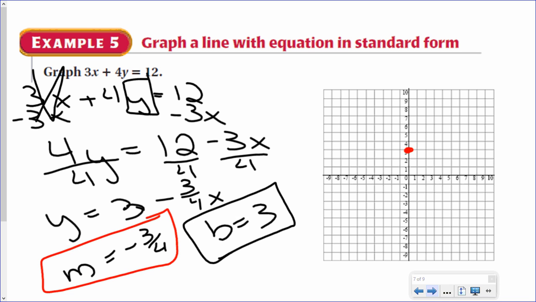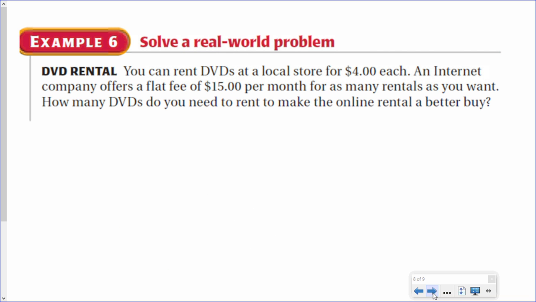Counting down 1, 2, 3, over 1, 2, 3, 4, there would be my dot. Count down another 1, 2, 3, over 1, 2, 3, 4. There's another dot. As long as you make 3 dots, it's a whole lot easier to graph. If you'd like to go the opposite direction and fill this up, you'd go up 1, 2, 3, to the left 1, 2, 3, 4. And there we have the correct answer. Okay, and that should be everything here.